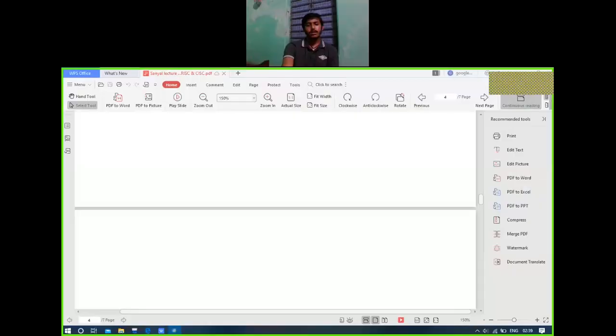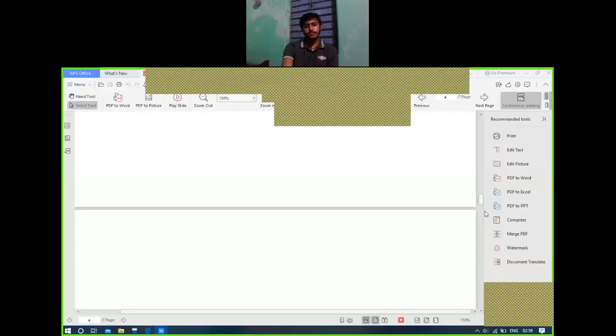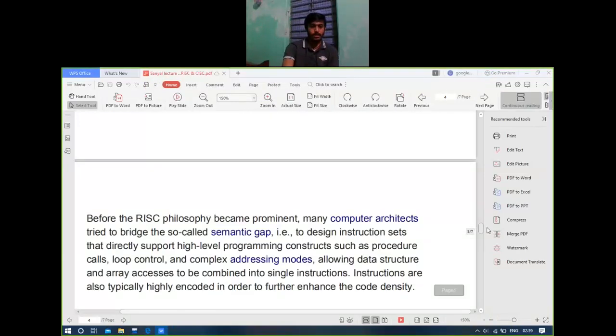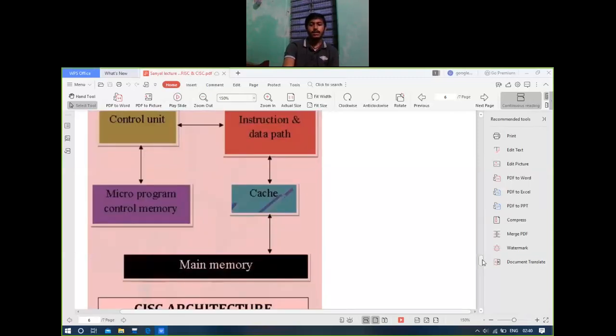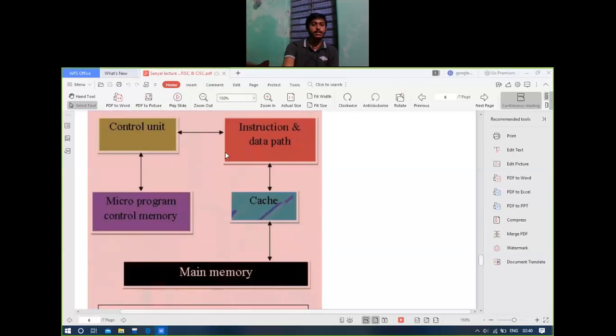Now we will focus on the CISC architecture block diagram. The CISC architecture block diagram is this. The control unit is attached to the instruction and data path, where the instruction and data path are placed together, and it is also connected to the microprogram control memory. And this instruction and data path are connected to the cache, and after execution, it is placed on the main memory. That's all about the diagram.